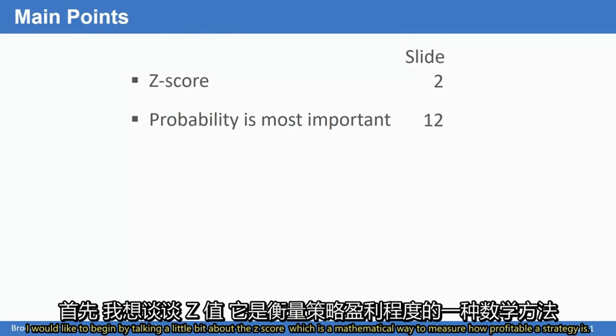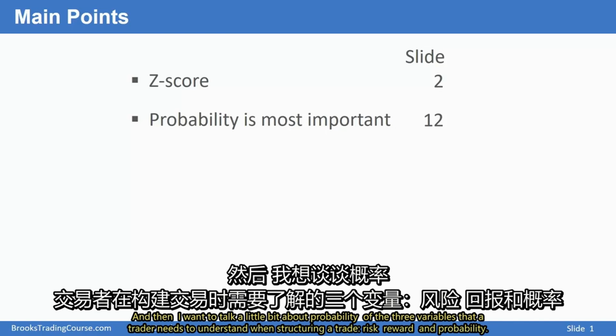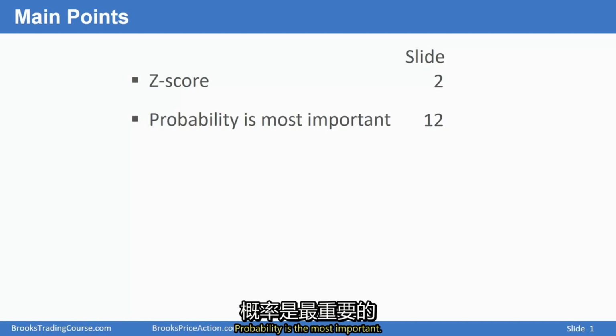I would like to begin by talking a little bit about the Z-score, which is a mathematical way to measure how profitable a strategy is. And then I want to talk a little bit about probability, one of the 3 variables that a trader needs to understand when structuring a trade: risk, reward, and probability. Probability is the most important.